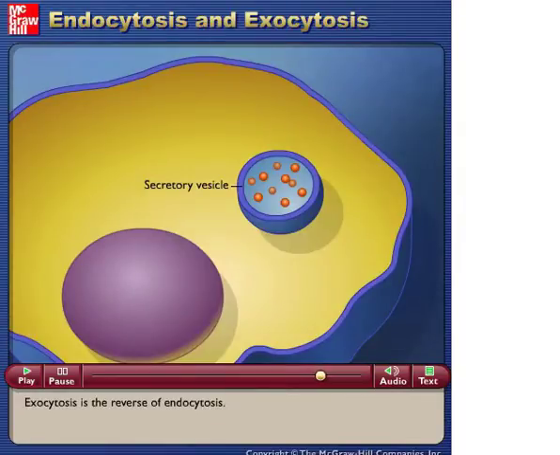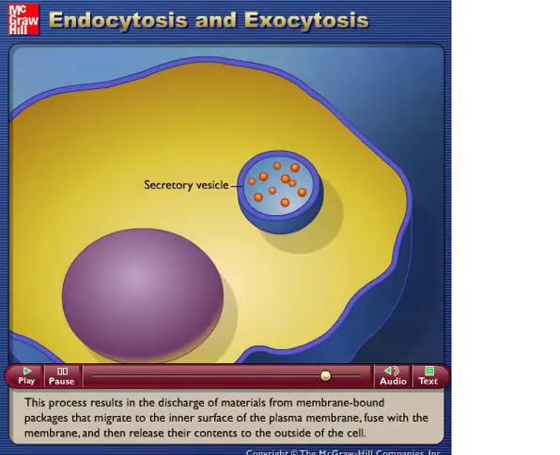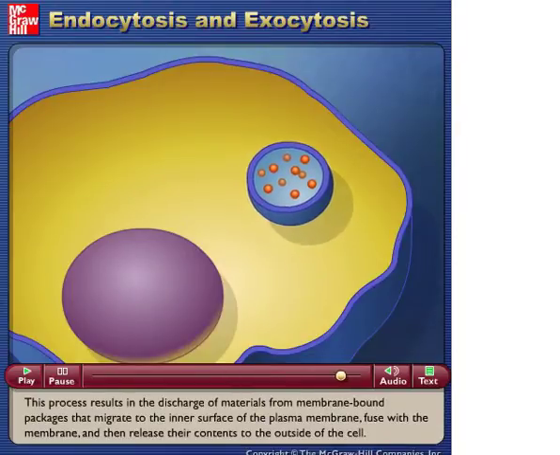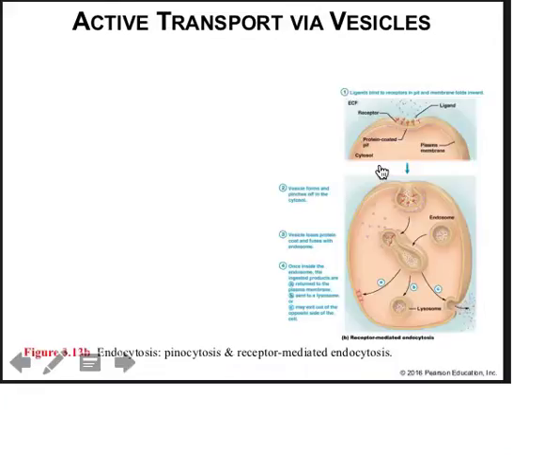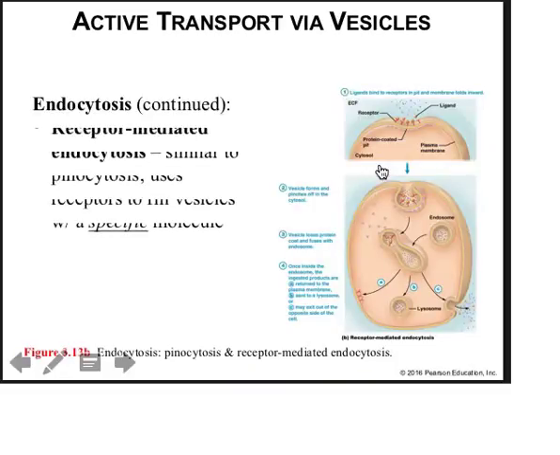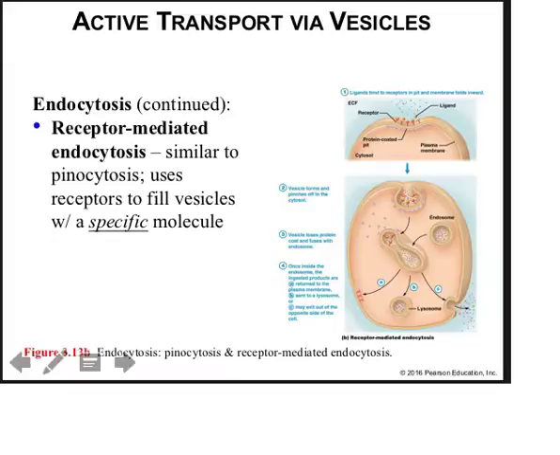Exocytosis is the reverse of endocytosis. This process results in the discharge of materials from membrane-bound packages that migrate to the inner surface of the plasma membrane, fuse with the membrane, and then release their contents to the outside of the cell. In endocytosis, we're bringing substances into the cell from the external environment.